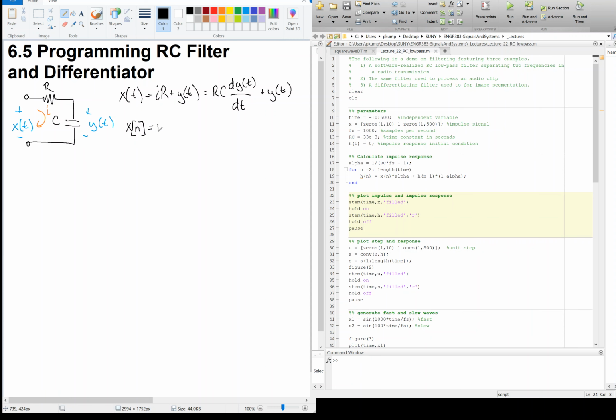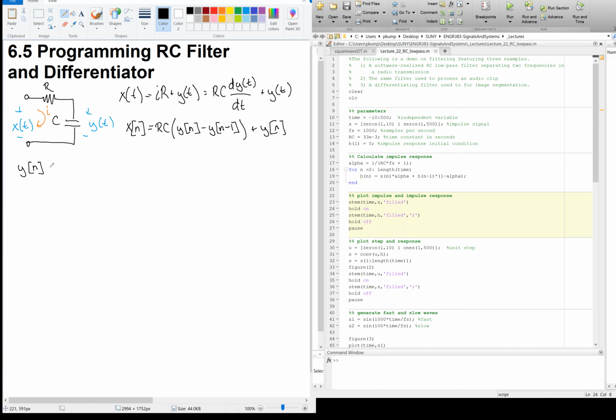So we have x(n) is R times C. Now a derivative in discrete time does not make sense, and we've been saying for a while now that a derivative is like a first difference. So I'm going to write the first difference here. That's part of the discretization process. So my equivalent discrete time system looks like this. And I can solve this for y.